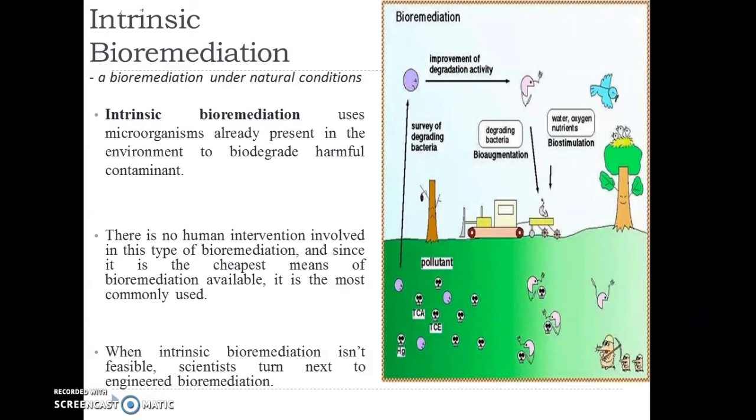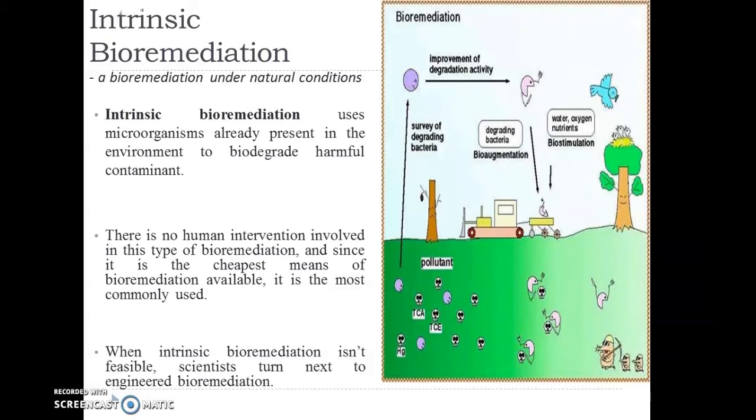So intrinsic bioremediation is a natural bioremediation in which microorganisms already present in that environment biodegrade harmful contaminants. There is no human intervention involved in this type of bioremediation. So it is a natural process. It is the cheapest means of bioremediation available and the most commonly used. When intrinsic bioremediation is infeasible, scientists turn next to engineered bioremediation.